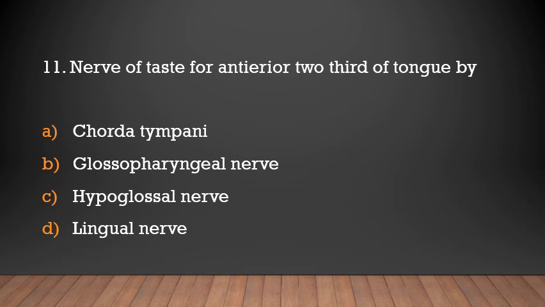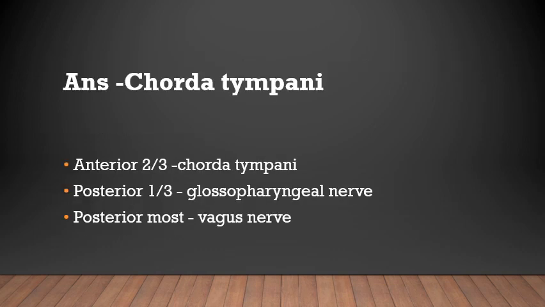Nerve of taste for anterior two-thirds of tongue by chorda tympani, glossopharyngeal nerve, hypoglossal nerve, lingual nerve. Chorda tympani. Taste sensation from anterior two-thirds of tongue is carried by chorda tympani nerve and the posterior one-third by glossopharyngeal nerve, posterior most part by vagus nerve.